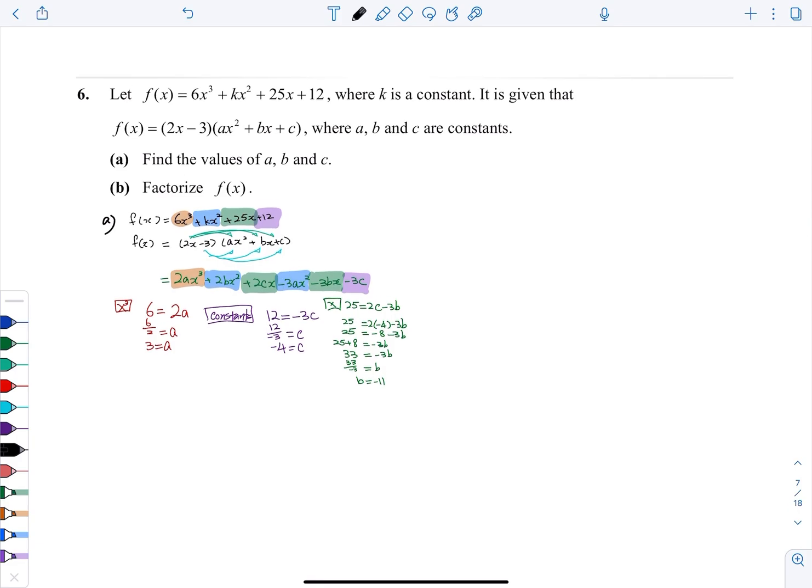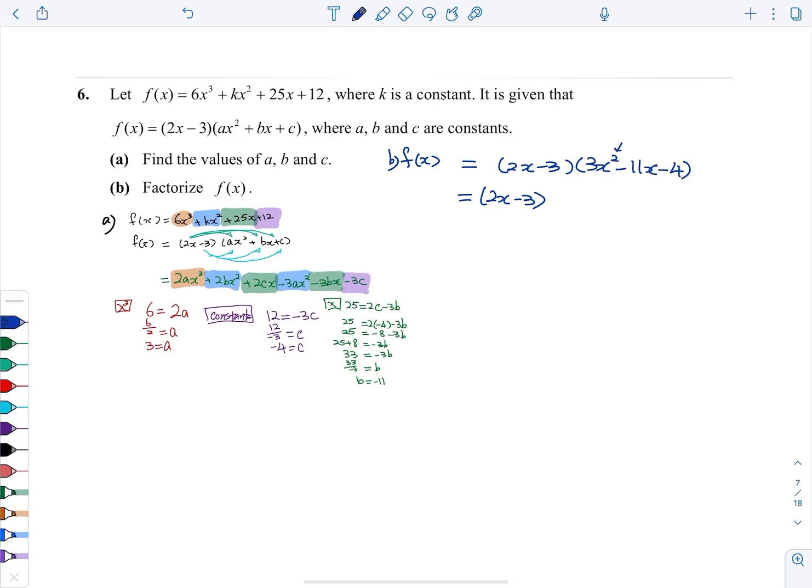And part b, factorize. Factorize means in the answer you need to have brackets. So my f(x), which one should I be using, this or this? Of course this one already has some of the brackets, so it's much easier. So 2x minus 3, a is 3, b is negative 11, and c is negative 4. Alright, until here. And then the first part, nothing else can be factorized from it. How about this one? Can I further factorize it?